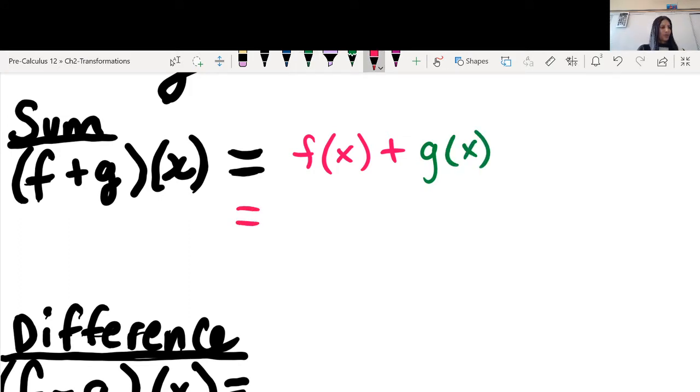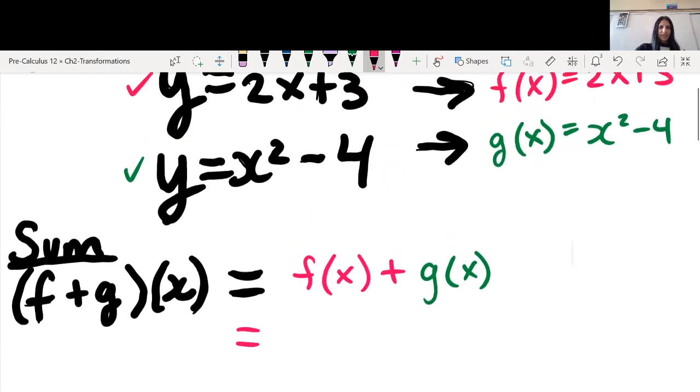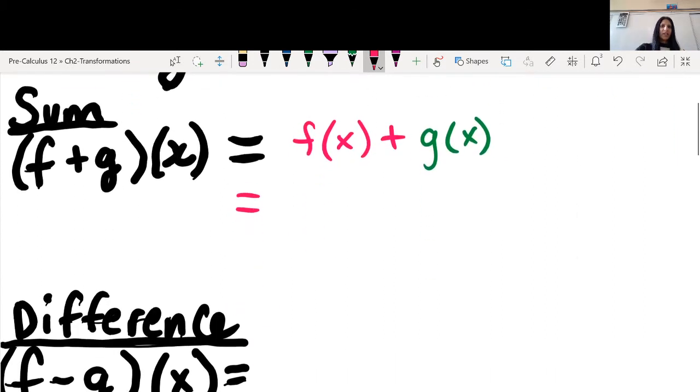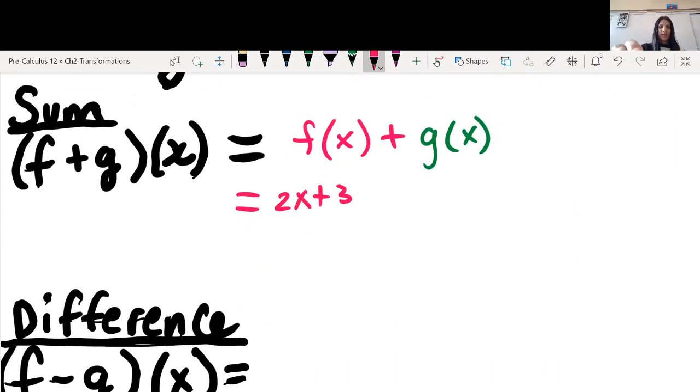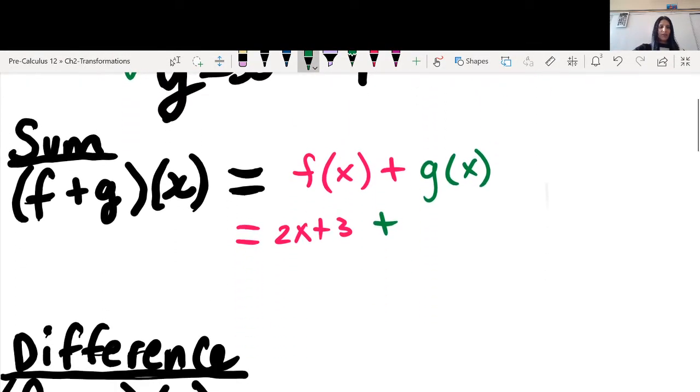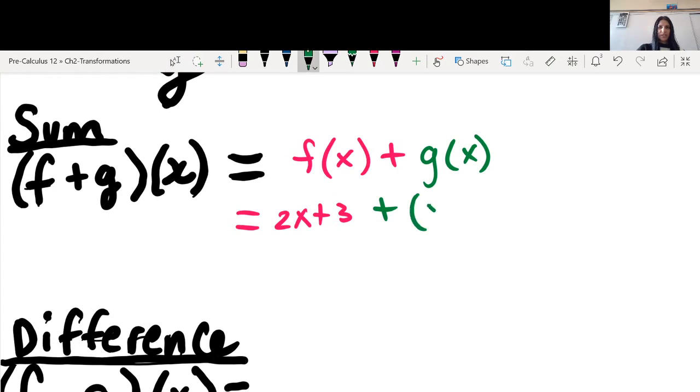And so as we go through and fill this in, we know that our f of x was 2x plus 3. So I simply plug in here 2x plus 3 plus our g of x, which was x squared minus 4. So I'm going to say x squared minus 4. I really don't need the brackets there. I just like to do it to show you where this is coming from.